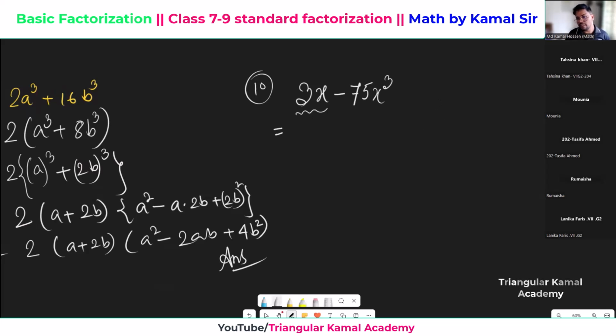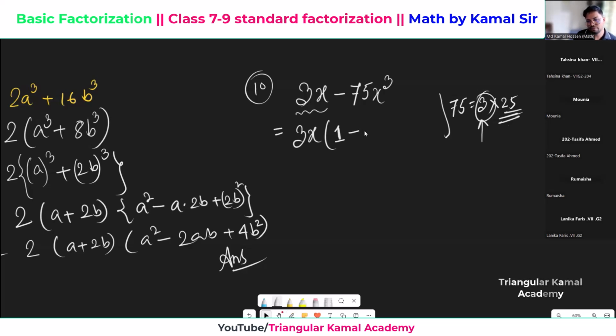So now, I think in 75 there are 3 factors: 3 multiply 25. If we take 3 common, the remaining will be 25. If we take 25 common, there will be remaining 3. So now we can take 3x common. There is 1. If we take 3 common, the remaining 25. From x cube, x is common, so remaining x square.